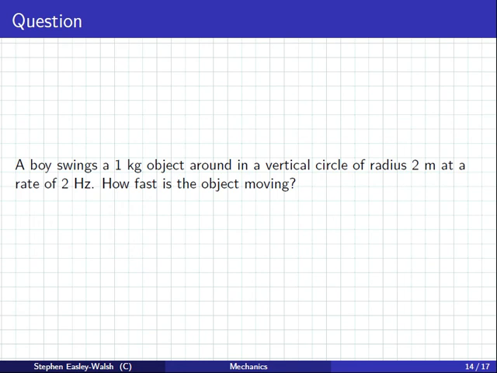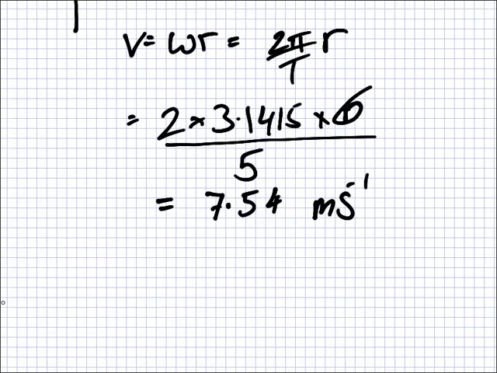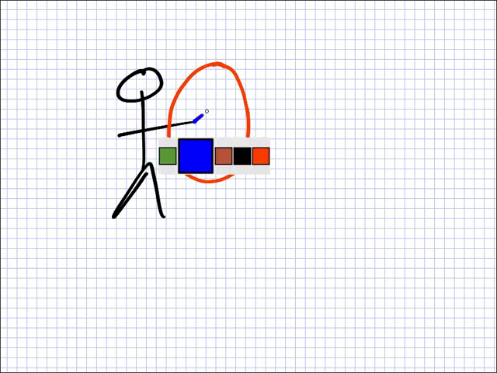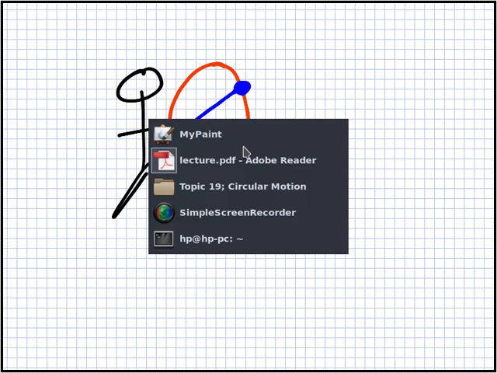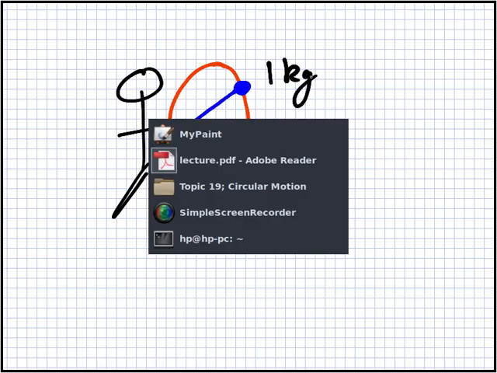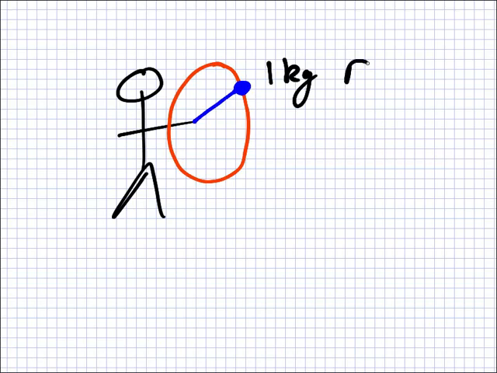So, a boy swings a 1 kilogram object around in a vertical circle of radius 2 at a rate of 2 hertz. How fast is the object moving? So, I'll draw the picture here for you. He's spinning this around. Captain America, spinning this around. It's 1 kilogram, although I doubt that that's important. That's the mass. The radius is 2 meters, and the frequency is 2 hertz.